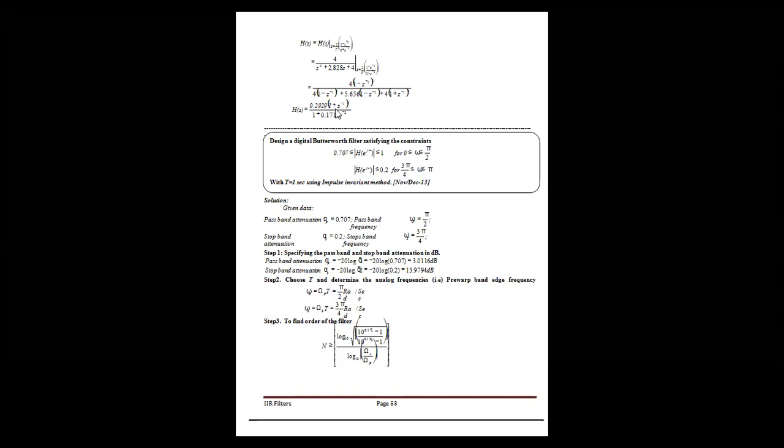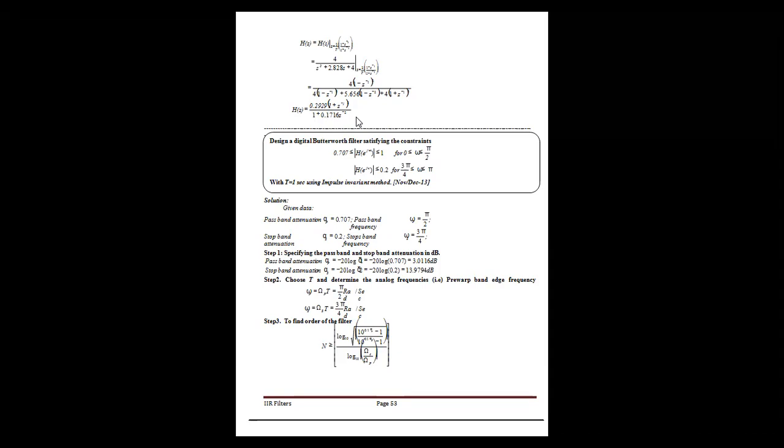So we'll be getting 8 in 8, take 8 out. So 1 plus 5.656 divided by 8 will be 0.1716 z to the power minus 1. So 4 divided by 8 will be 1 by 2, so we'll be taking that. So it will be equivalent to 0.2929 into (1 plus z to the power minus 1) divided by (1 plus 0.1716 z to the power minus 2).